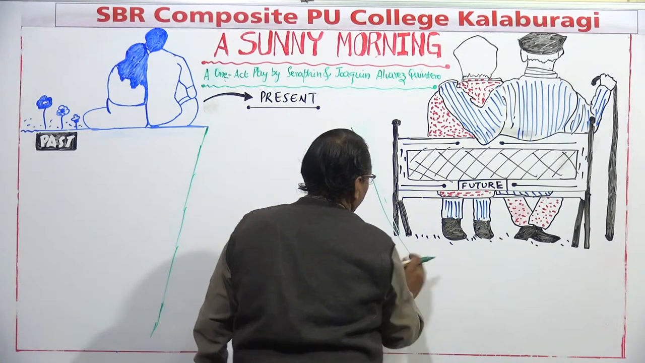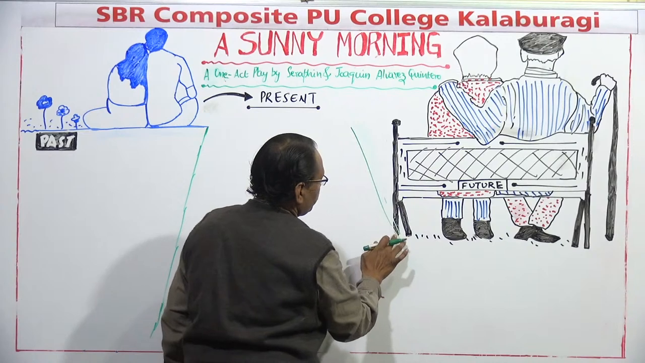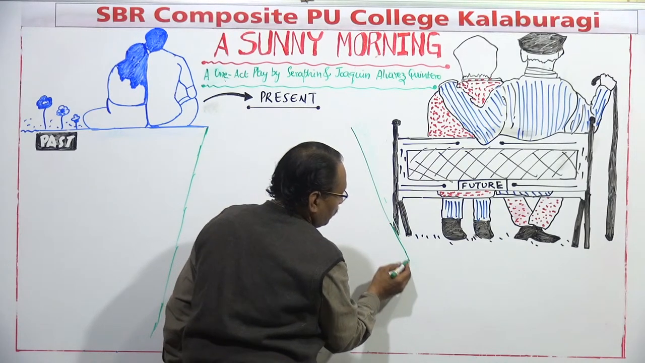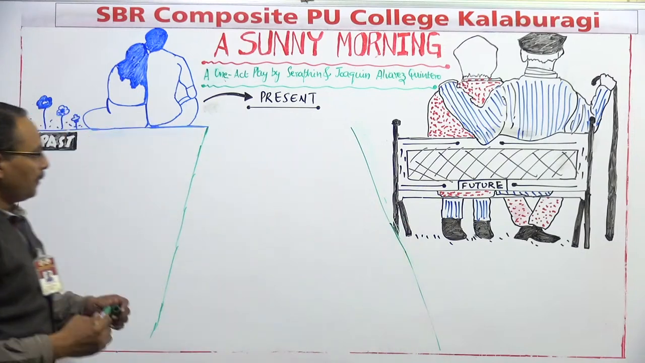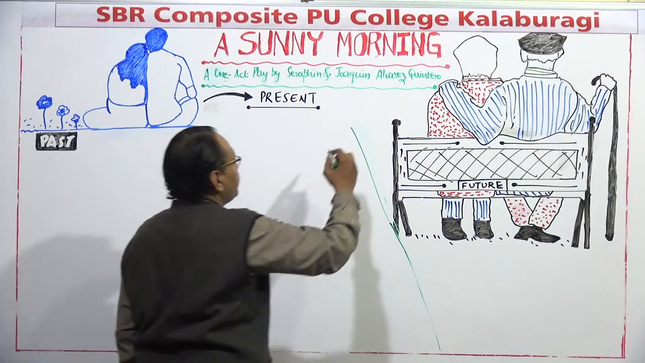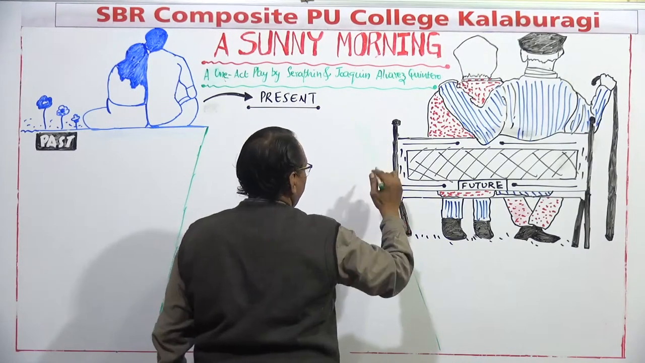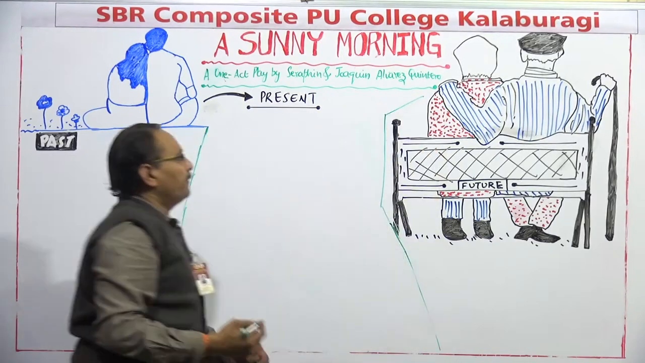So we can take it in this format. I need to have some space even for writing the contents. So let us see how this is going to happen in the present. So in present, what are the various things we can find? We will see here. I will write one after the other.